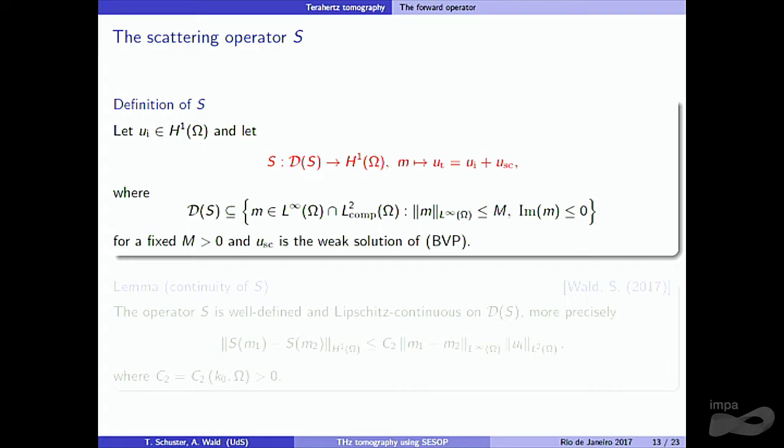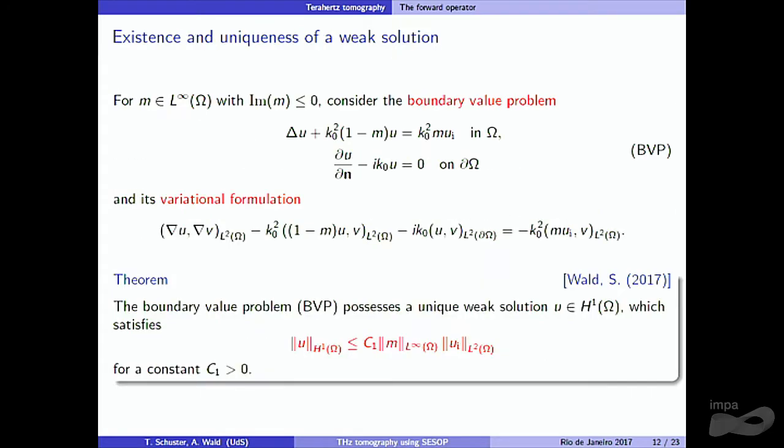Now we define the scattering operator, which we use for the inverse problem. The scattering operator is defined on this domain. That means we take all the m's which are bounded by capital M, and the imaginary part of m is less than or equal to 0. And this scattering operator maps an m to the total field, which is the sum of the Gaussian beam and the scattered field. And u^sc is the weak solution of this boundary value problem, which we considered before.